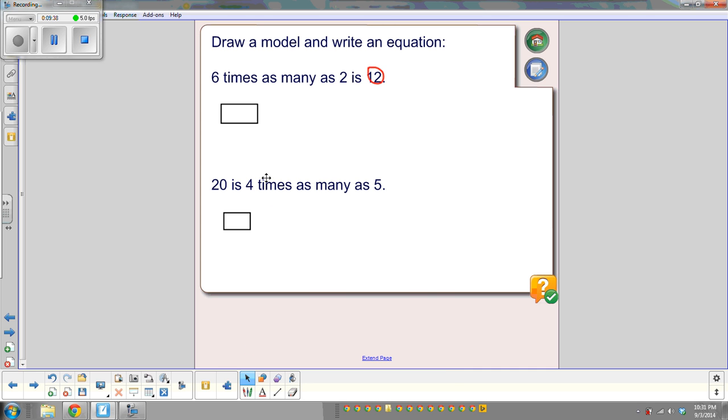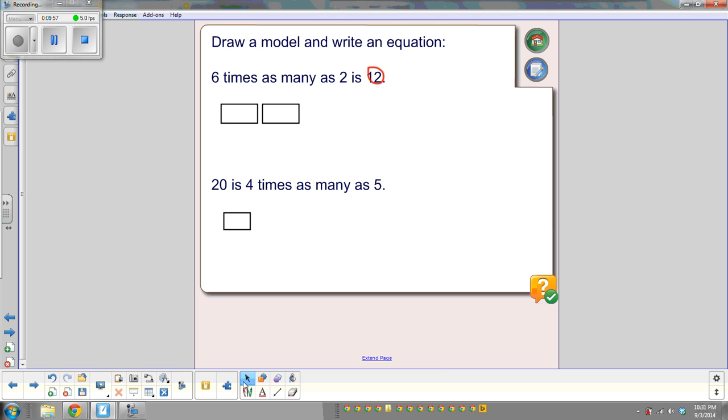I'm going to go with my total. So my total is going to be 12. And let's see how many boxes of 2 I can do to get to 12. Even if I didn't know that 6 times 2 is 12, I can still do boxes of 2.